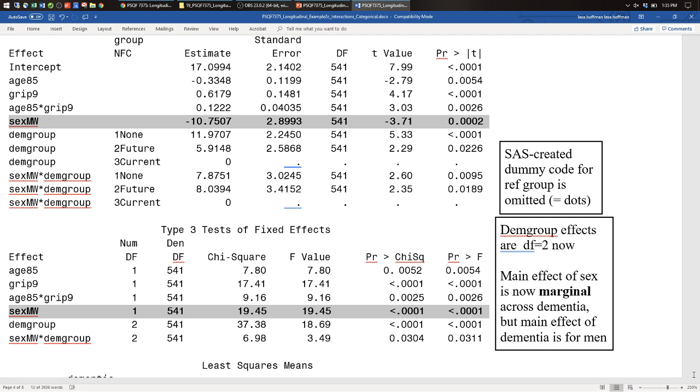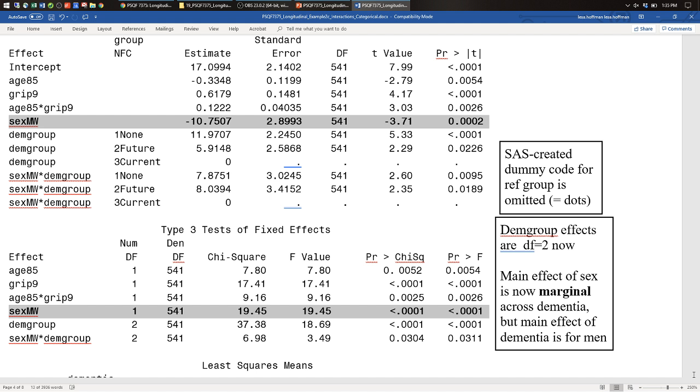In the top table, this is the coding scheme in which all of the contrasts are listed explicitly. These are therefore all simple main effects or interactions. So the lines that have the dots and the zeros, that denotes your reference group. It is now current, because that's the default for SAS.